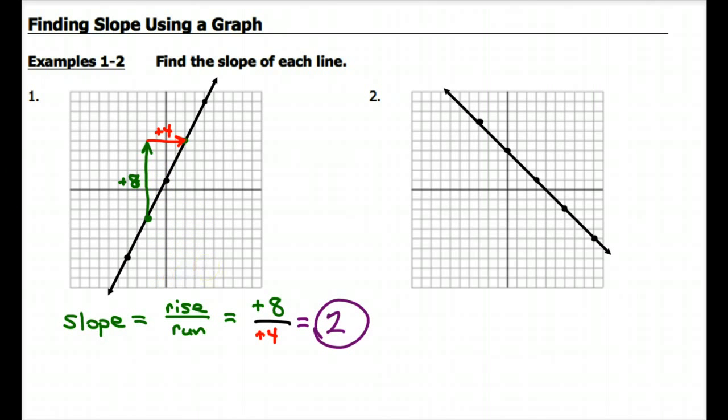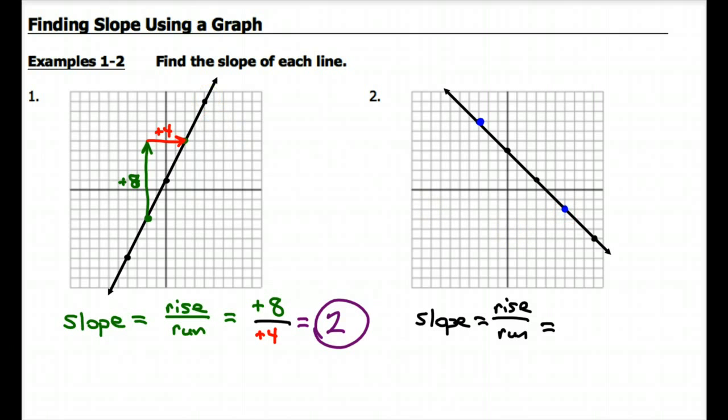Okay, number 2, we're going to do the same thing. Slope, again, is defined as rise over run. And so I'm going to pick 2 points on this line to give me my rise and my run. I'll go ahead and pick this point right here in blue, and then this point down here.